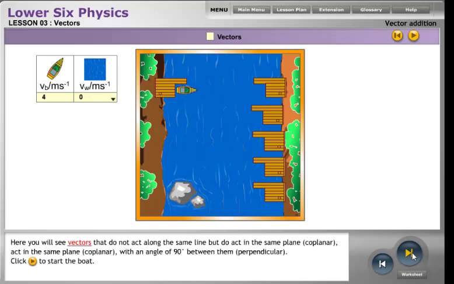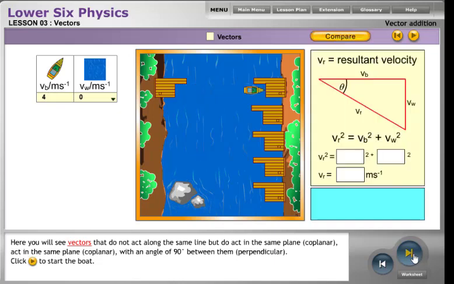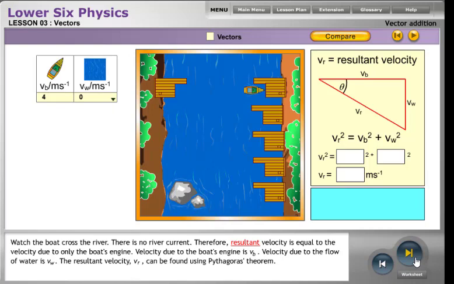Here you will see vectors that do not act along the same line but do act in the same plane, coplanar, with an angle of 90 degrees between them, perpendicular. Click Play to start the boat. Watch the boat cross the river. There is no river current. Therefore, resultant velocity is equal to the velocity due to only the boat's engine.